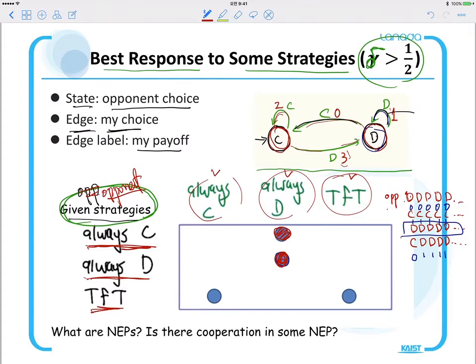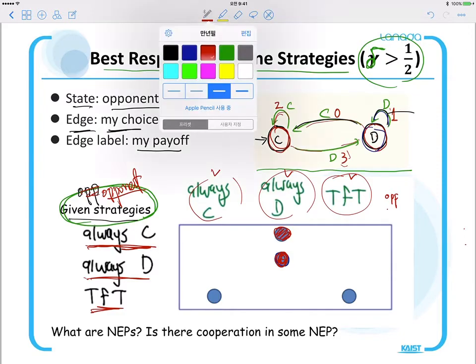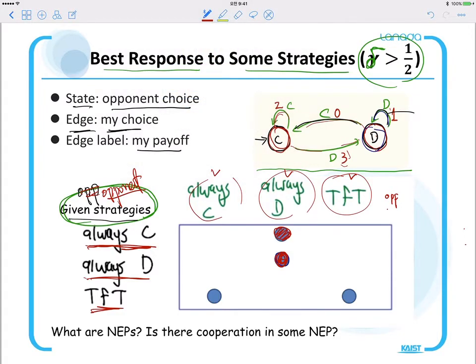Okay. Now what happens in this similar case? My opponent's strategy is T for 10, so they start with C. So my opponent starts with C, and then I can choose always C, always D, or T for 10, right? If I'm choosing always C, C, C, C, C, C, C, C, then my opponent will copy my strategy. That's one case.